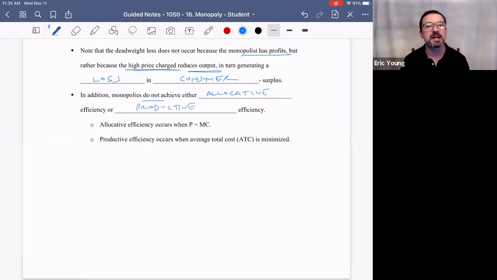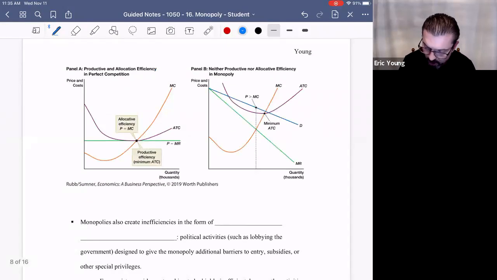That was test 2 and test 3. Does the market exhibit allocative efficiency? Does the market exhibit productive efficiency? By way of a reminder, you'll recall that allocative efficiency is when P equals MC, and productive efficiency is when ATC is minimized, okay? We saw over here last time that in perfect competition, we achieved that.